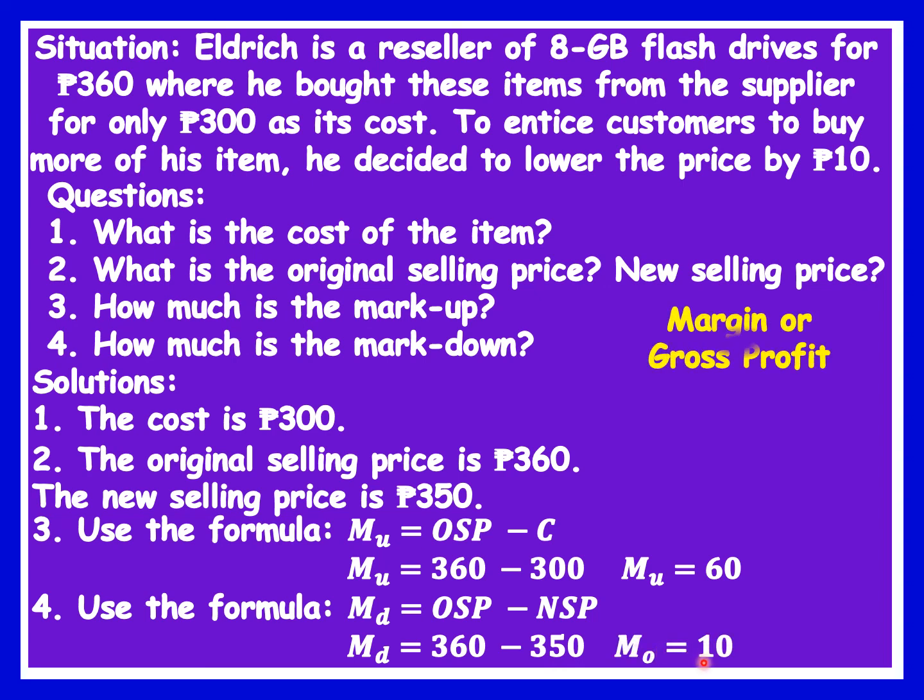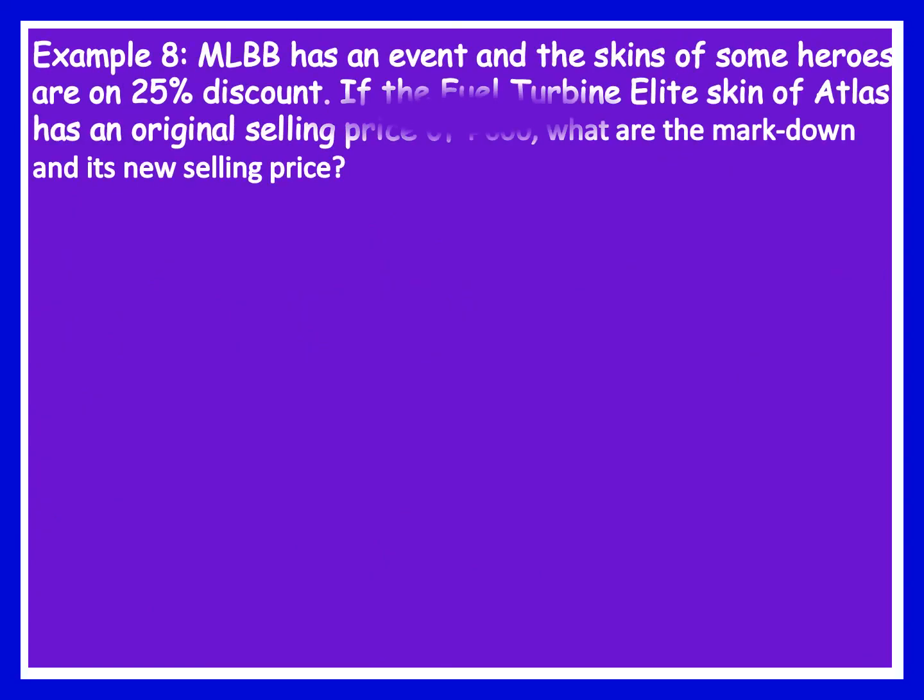Okay? So, the margin or gross profit, to solve for that, is the new selling price minus the cost. The new selling price is 350 and our cost is 300. So, Eldridge will be having 50 pesos for each 8 GB flash drive's gross profit. Okay? So, let us go to the other example. Number 8.